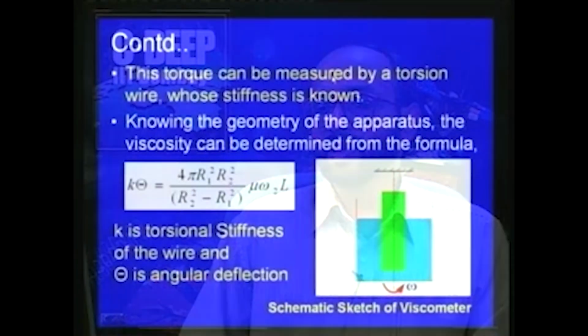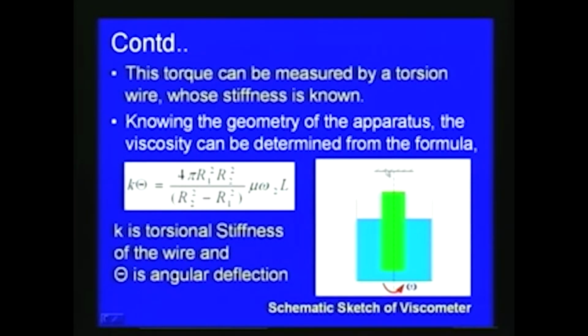for the viscometer, which we have already seen. So here the torque can be measured by a torsion wire. So here the problem is the viscometer problem. Here we have this cylinder suspended with respect to a wire. So this torque can be measured by a torsion wire whose stiffness is known.